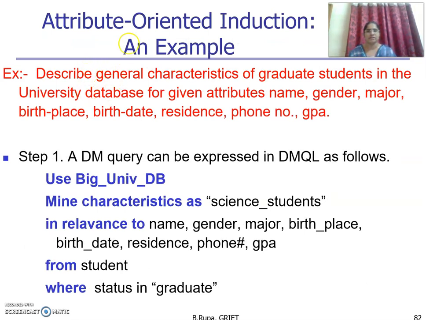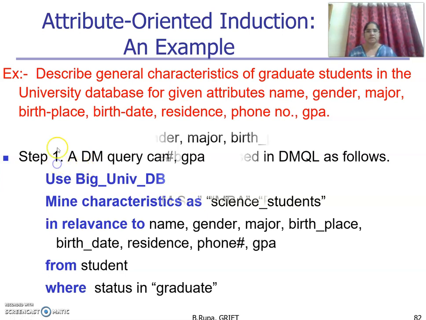The example is that we need to describe the general characteristics of graduate students in the university database for given attributes: name, gender, major, birthplace, birth date, residence, phone number, GPA. These are all the attributes that have to be available. We need to describe the general characteristics of graduate students in the university database.